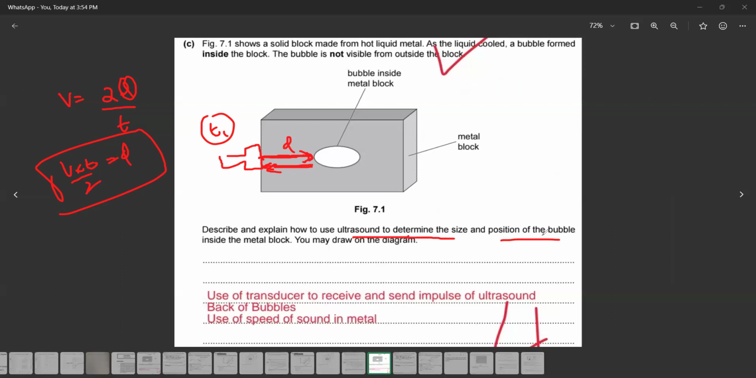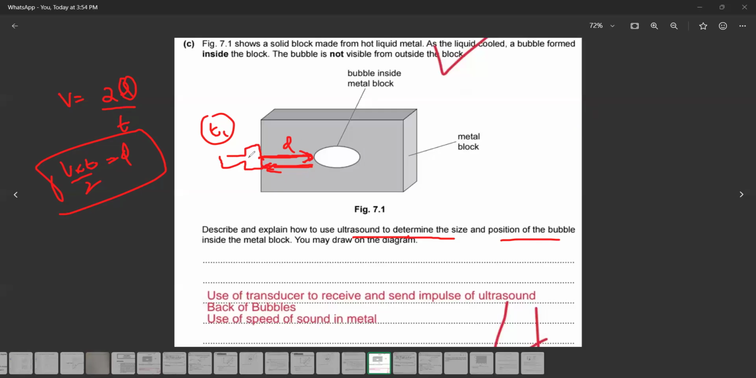First, to determine the position of the bubble, we use a source of ultrasound. We send the signal, receive it back, and record the time taken. Then the time is multiplied by the speed of the radiation. The term transducer means the device which can convert from one form of energy to another. Like a microphone, which is also a transducer, it can convert sound energy to electrical energy. Anything which converts one form of energy to another is known as a transducer.